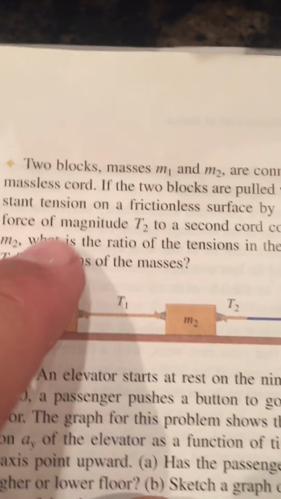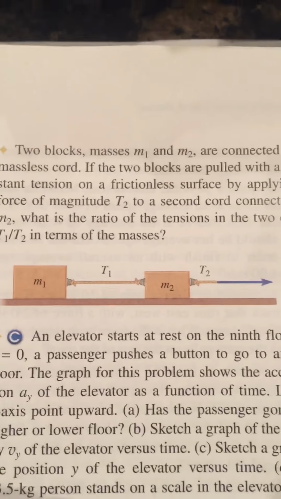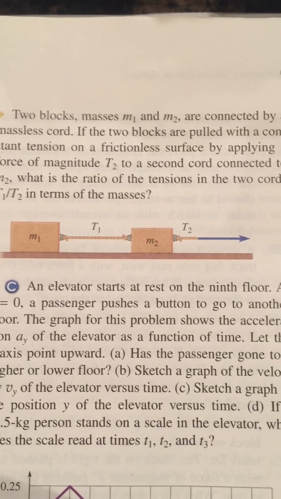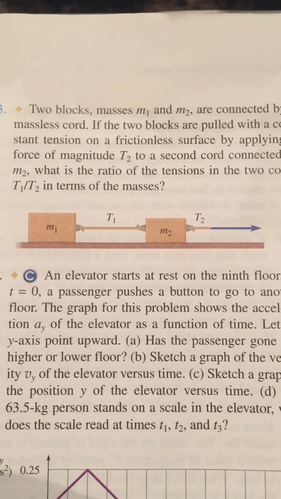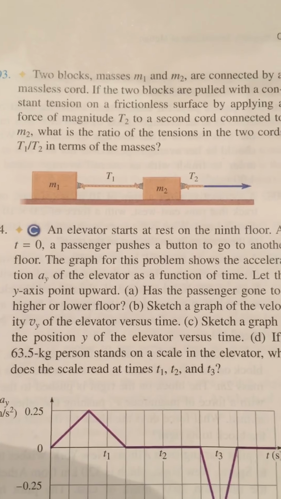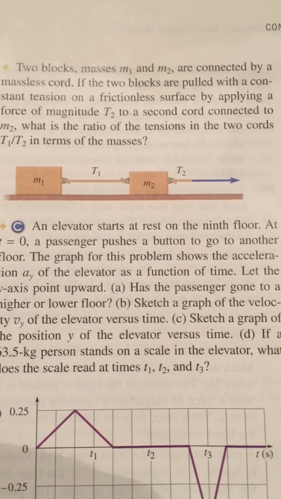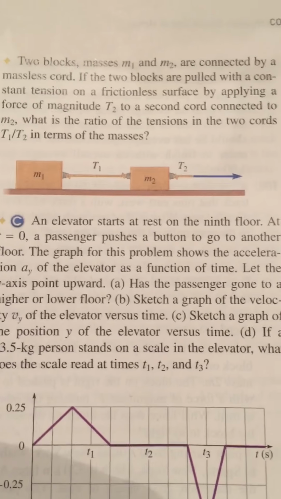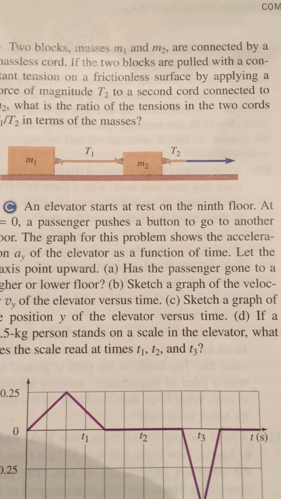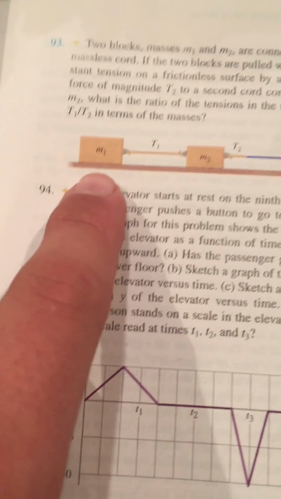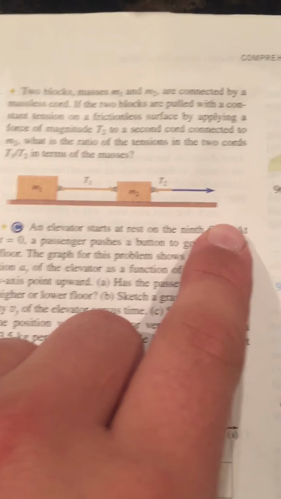Okay, it says two blocks, masses M1 and M2, are connected by a massless cord. If the two blocks are pulled with a constant tension on a frictionless surface by applying a force of magnitude T2 to a second cord connected to M2, what is the ratio of the tensions in the two cords, T1 over T2, in terms of masses? So this is our diagram they gave us right here.